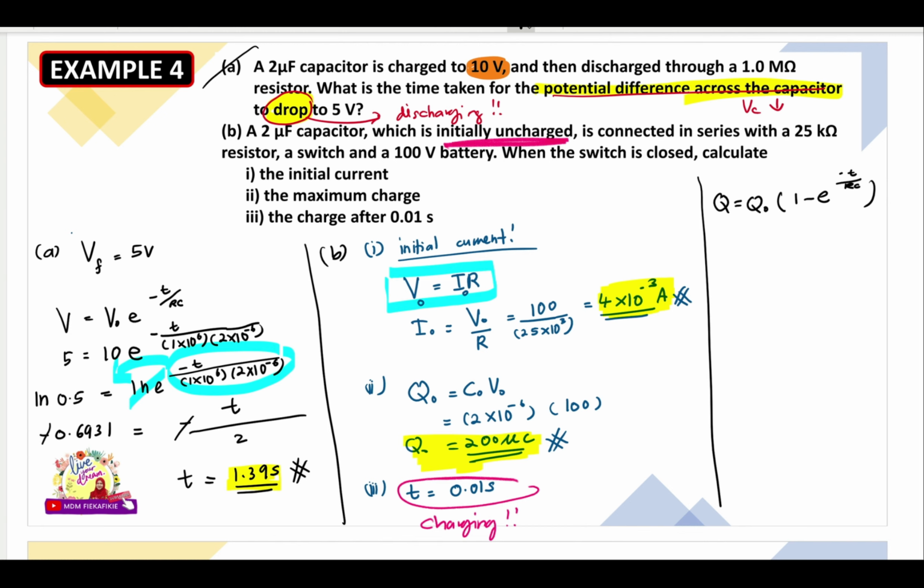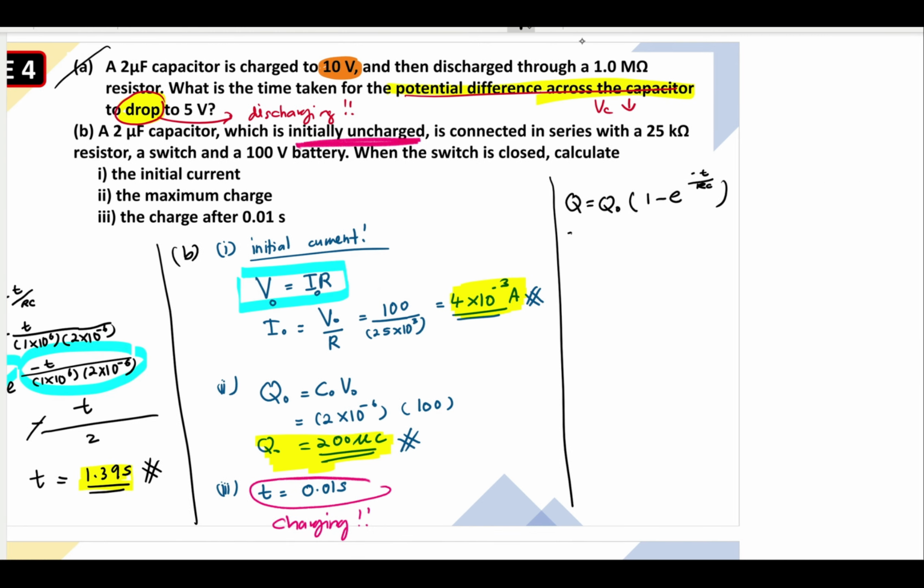So kita boleh masukkan dekat situ, where Q is equal to Q0 tadi kita dah kira 200 micro, and 1 minus e negative t, t kita 0.01 second soalan minta, and R is given 25 kilo, and C adalah 2 microfarad. Awak selesaikanlah ni. Jawapannya adalah 3.63 times 10 power of negative 5 coulomb.